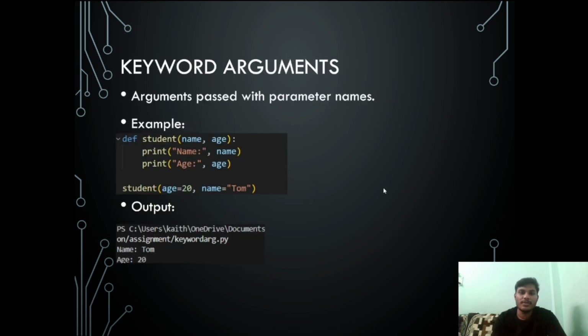Now, keyword arguments. In keyword arguments, we can pass arguments using parameter names. This improves code readability and avoids confusion with the order. Example, def student(name, age), print name, age. student(age=21, name="Alice"). Here we can pass arguments by giving their names, like name and age. They are the arguments which will take part in the operation.